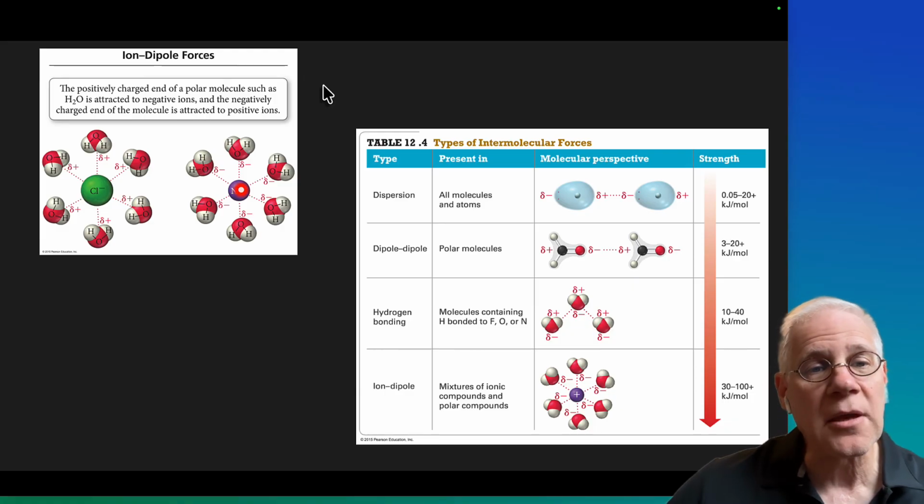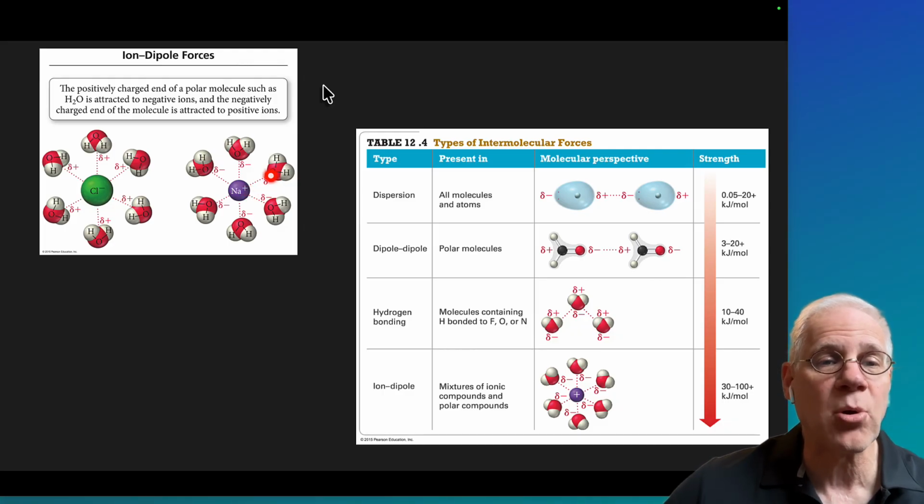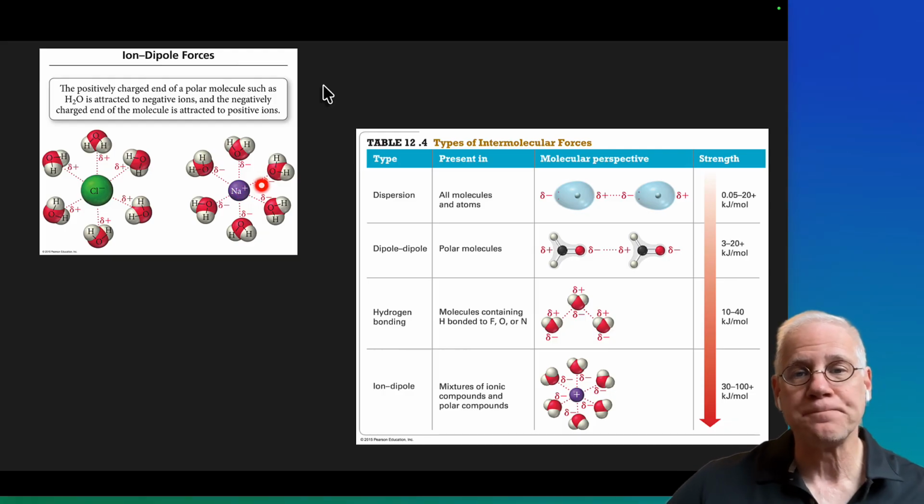We see the same thing here with our sodium ion, except now we've got a full positive charge on the cation, and so that's going to interact with the negative portion of the dipole of water. So we still have an ion-dipole interaction here.